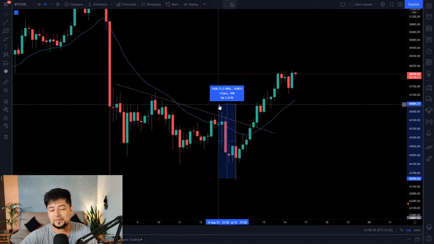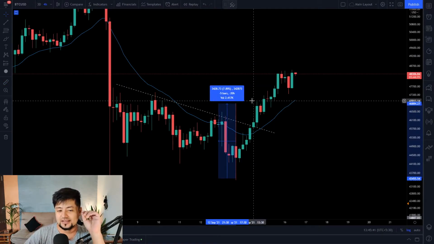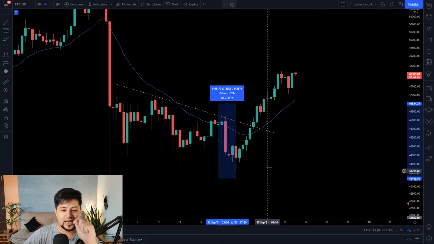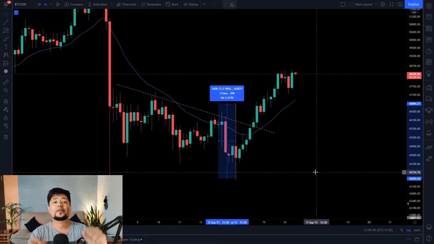Look, let me just talk about this right here. So this was a 7% volatile candle in a 4-hour time frame, right? All the leveraged positions above 12x got liquidated. Whether you were shorting or longing with 12x leverage, you got wiped out of the market on Bitcoin.